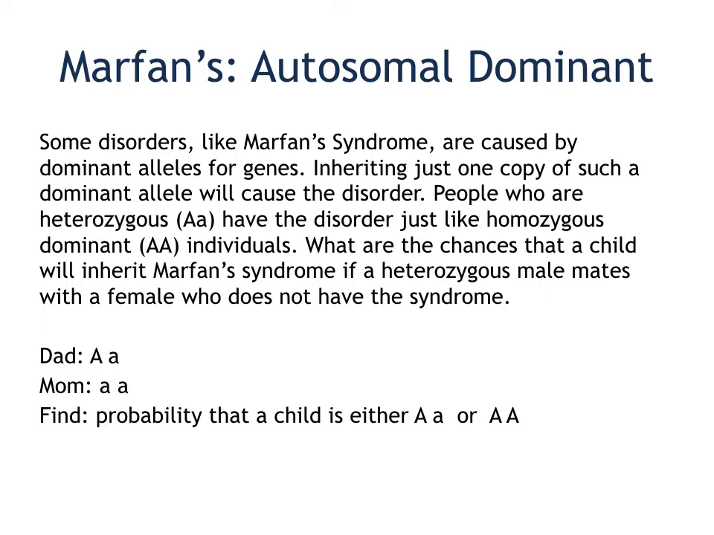So once again, write out what you know. You know that Dad is big A, little a. He's a heterozygote for the disorder. And Mom does not have it, so she's little a, little a. Here the normal condition is recessive. And we need to find out the probability that a child is going to have Marfan syndrome, either big A, little a, or big A, big A. So work out your Punnett square and join me on the next slide.